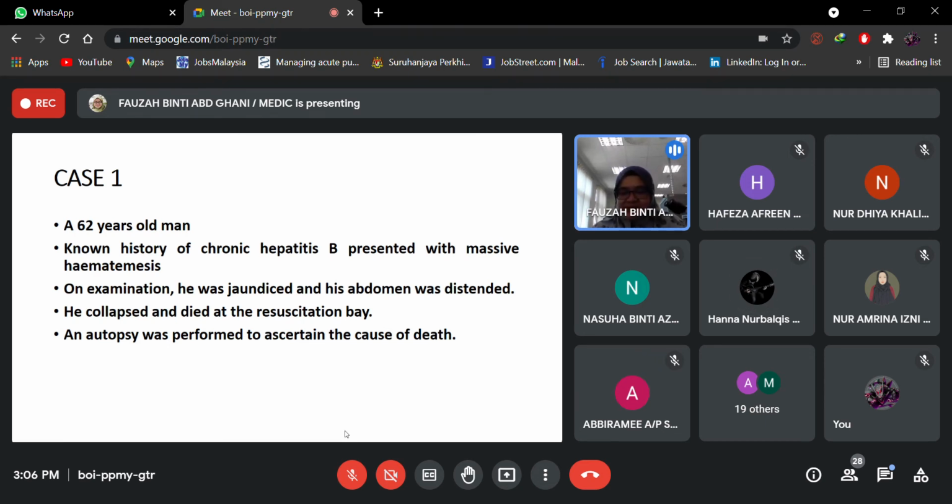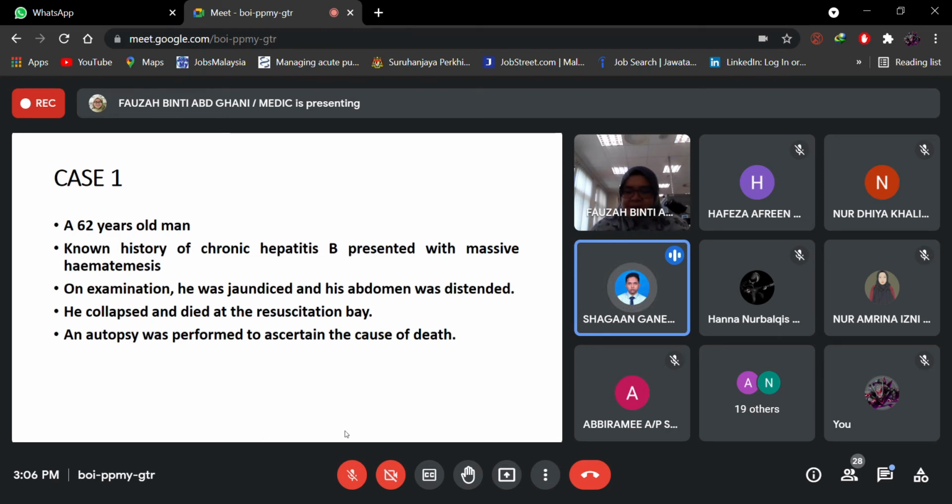But can anyone suggest any other idea at this point in time, given the history of chronic hepatitis B? Doctor, can I try? Sure. Sorry, you are? Shagan, Doctor. Shagan, okay. As we know, the patient has a history of chronic hepatitis B, and this infection can lead to liver cirrhosis. And because the patient's abdomen is distended as well, it can be a sign of hepatomegaly.